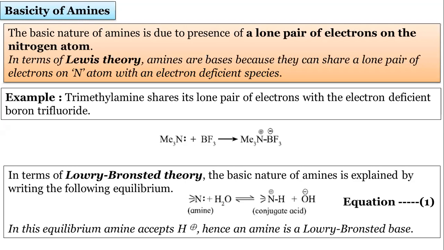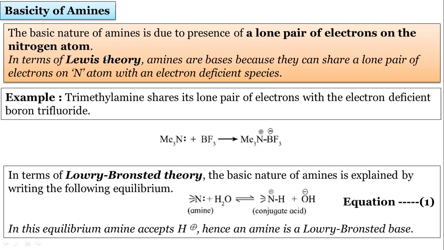Remember, nitrogen has the lone pair of electrons, and according to this there are two theories. One is Lewis theory and another is Lowry-Bronsted theory. Here I will explain one by one. So what is Lewis theory? Lewis is the name of the scientist, and according to this Lewis theory, the amines are bases. Lewis theory I will explain first.